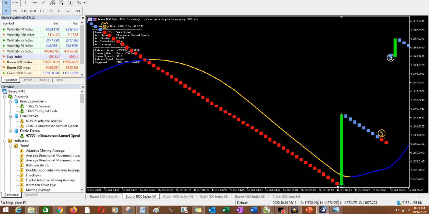So I will be stopping here for now. I will be coming up with more videos on how to use the signal indicator successfully. So watch out for my next video.